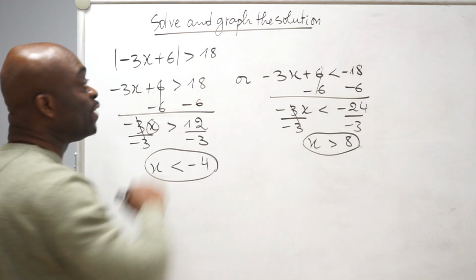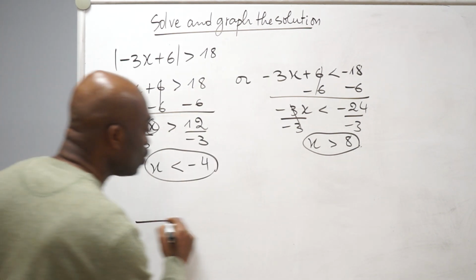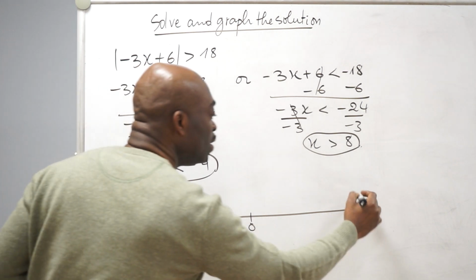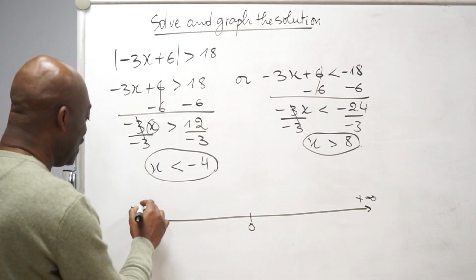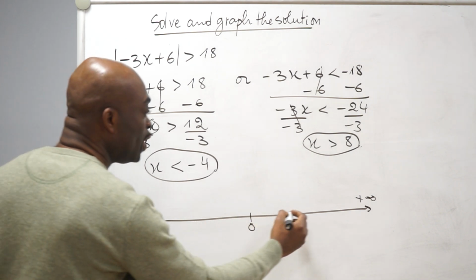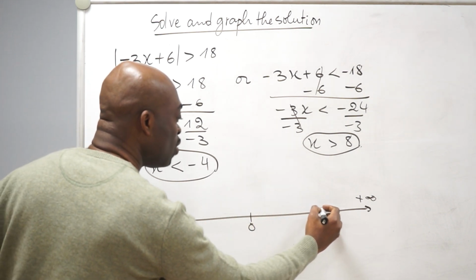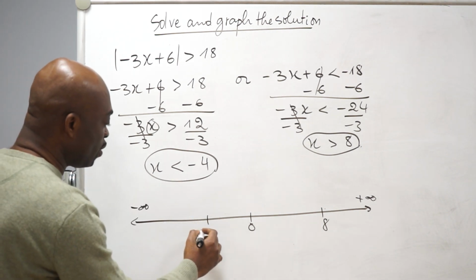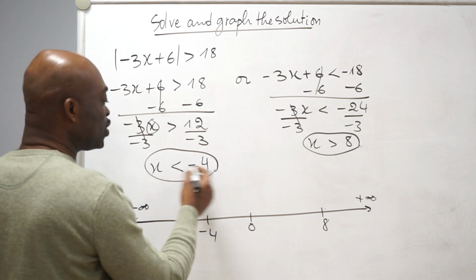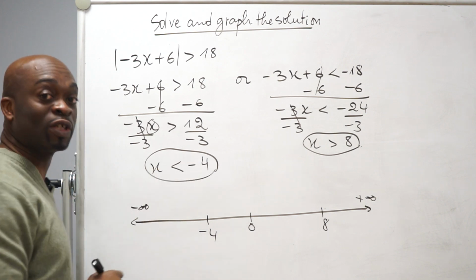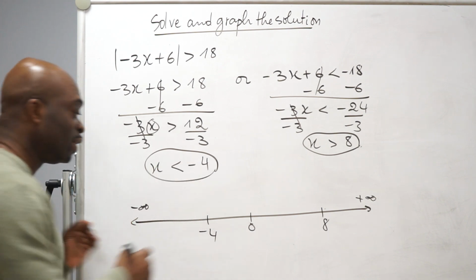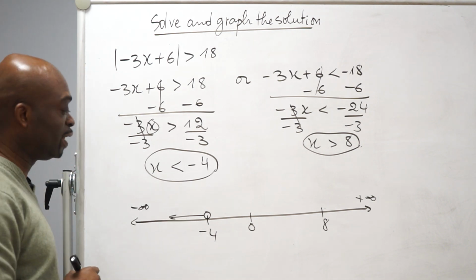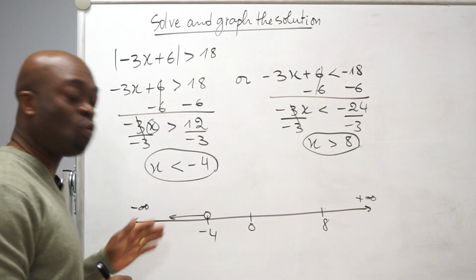Okay? Now we're not finished because we have to graph the solution, right? So let's go for it. So this is what we have. We have 0 here, positive infinity, negative infinity. So we have positive 8 somewhere over here, and then we have negative 4 somewhere over here. So let's do negative 4, right? So x less than negative 4. That means all the numbers less than negative 4. So here we are, all those numbers going to the left or west.